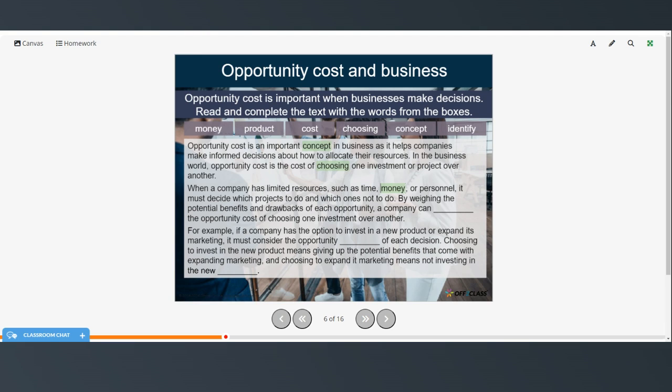By weighing the potential benefits and drawbacks of each opportunity, a company can identify the opportunity cost of choosing one investment over another. For example, if a company has the option to invest in a new product or expand its market, it must consider the opportunity cost of each decision. Choosing to invest in the new product means giving up the potential benefits that come with expanding marketing. And choosing to expand marketing means not investing in the new product.